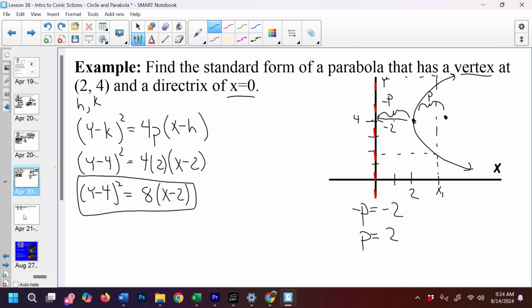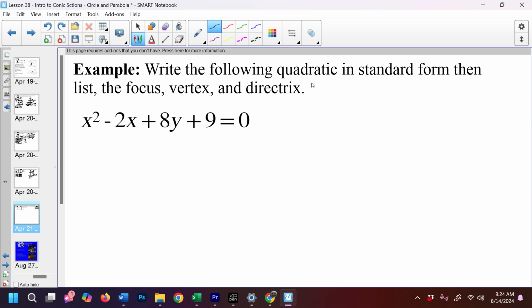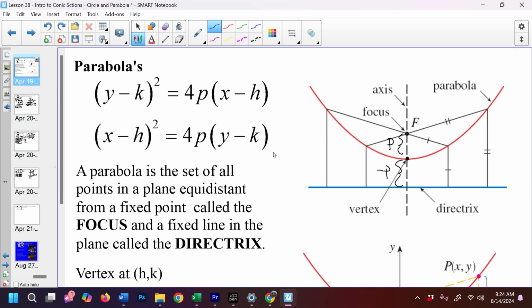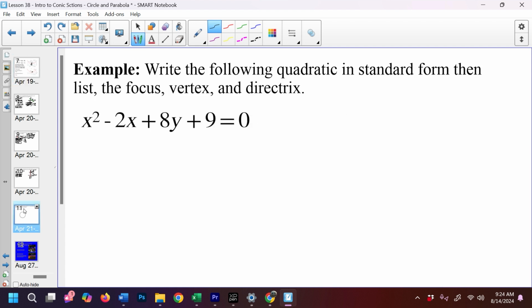All right, last question. It says write the following quadratic in standard form, then list the focus, vertex, and the directrix. And so again, we're going to need to complete the square. This one is a little different because there is no y squared. I know that it is a parabola. And because it's an x squared, I know that it's going to eventually be in this form here where I have x minus h squared and then y minus k. So that's my goal here.